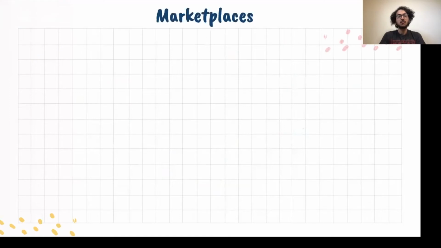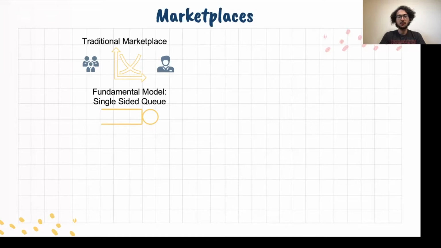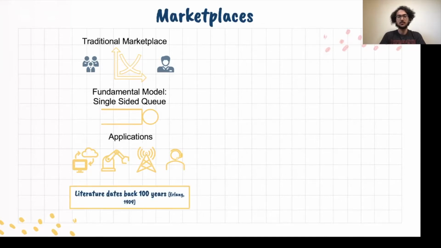Our work is motivated by analyzing marketplaces. A traditional marketplace is generally composed of a single supply entity and multiple buyers. This can be modeled by a single server queue or a network of single server queues. Some of the applications include cloud computing, manufacturing, communication networks, etc. There is a long line of literature studying these systems, and one of the first works dates back 100 years.